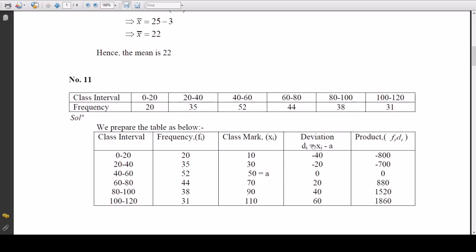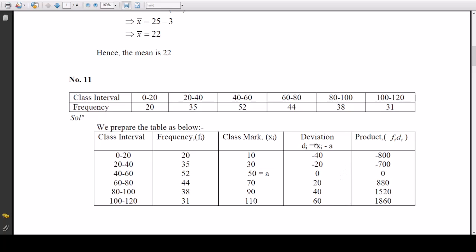Now what will be the deviation? Deviation will be xi minus A. What is A? A here is 50. 10 minus 50 is minus 40. 30 minus 50 is minus 20. Then 50 minus 50 is 0. 70 minus 50 is 20. 90 minus 50 is 40. 110 minus 50 is 60.